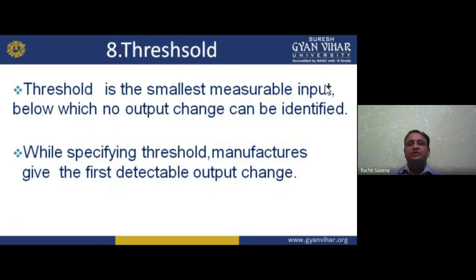Now moving forward, threshold. The threshold is the smallest measurable input below which no output change can be identified. We cannot find any output change below it.